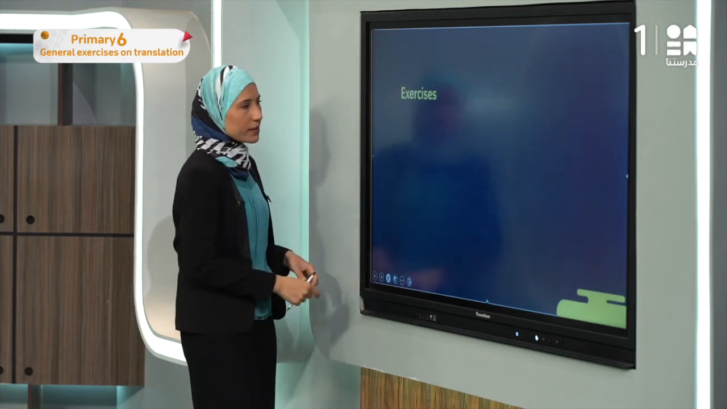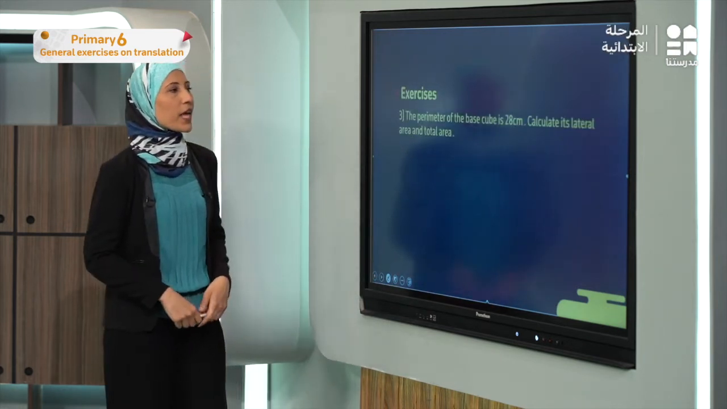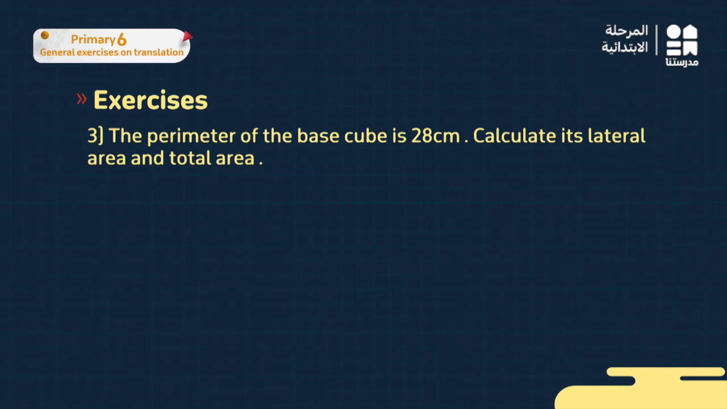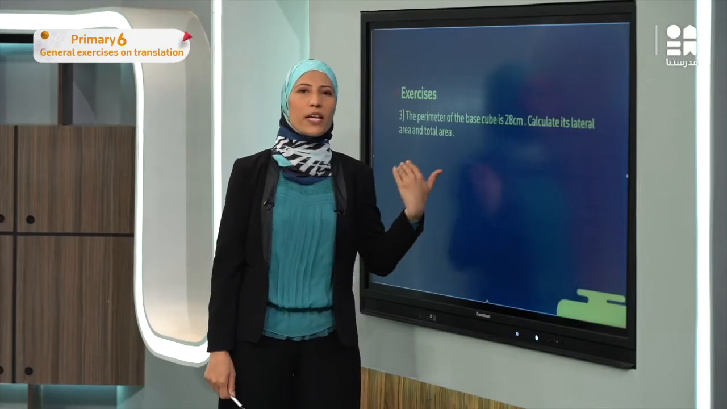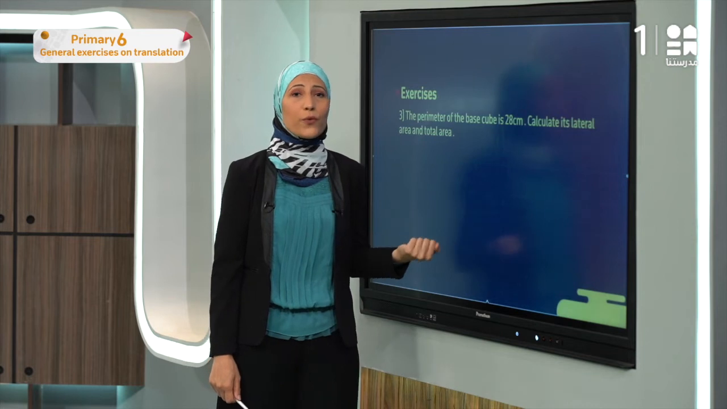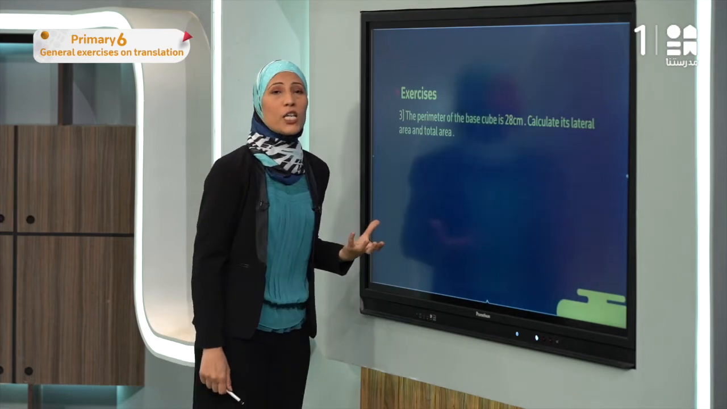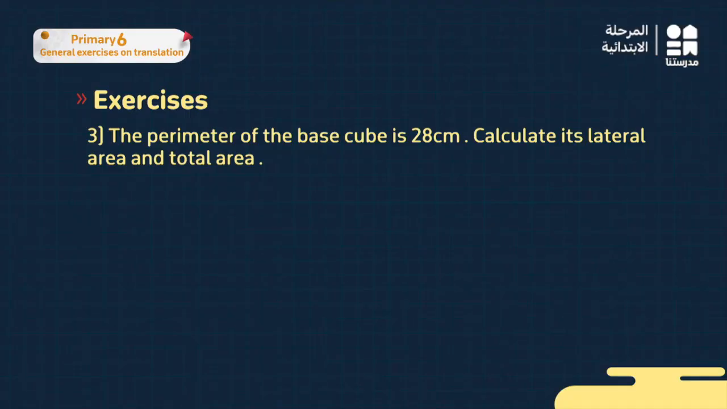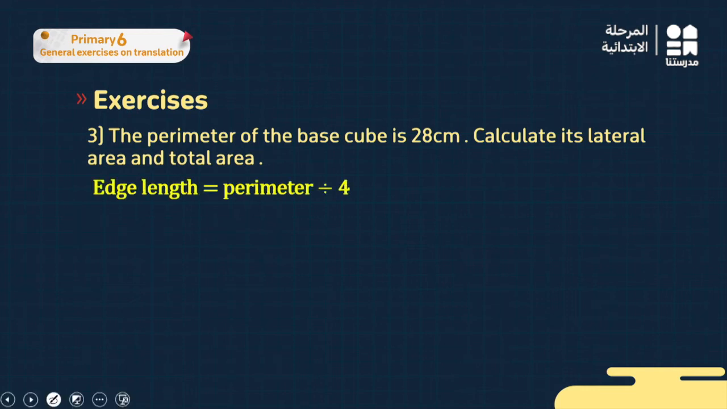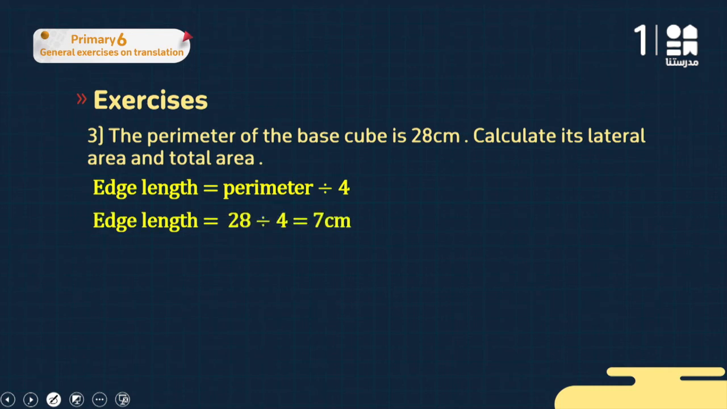Let's do the third exercise here. Here he gave me the perimeter of the base of the cube is 28 centimeters. Calculate its lateral area and its total area. We remembered that in the first term we took a rule: if I have the perimeter of one face of a cube, I have to find the edge. How can I find the edge from the perimeter? By dividing it by 4. So to find the edge length, I am going to find the perimeter divided by 4. So the perimeter here is 28. 28 divided by 4 gives me 7 centimeters. So this is the edge.